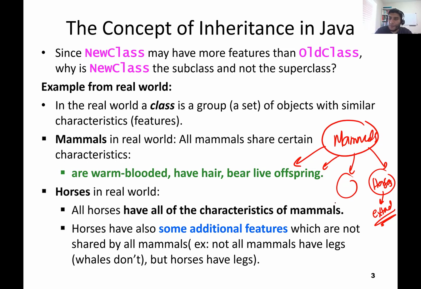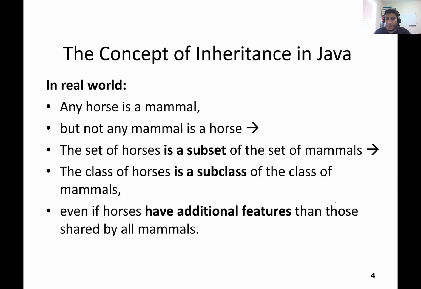And the same thing you can think of humans and others, right? So in taking this, if you think a horse is a mammal, but not any mammal is a horse, right? Or not every mammal is a horse, which means horses are a subset of mammals, or the class of horses is a subclass of the class of mammals, right? And that means horses have additional features as well, in addition to the higher level features that all mammals share together.